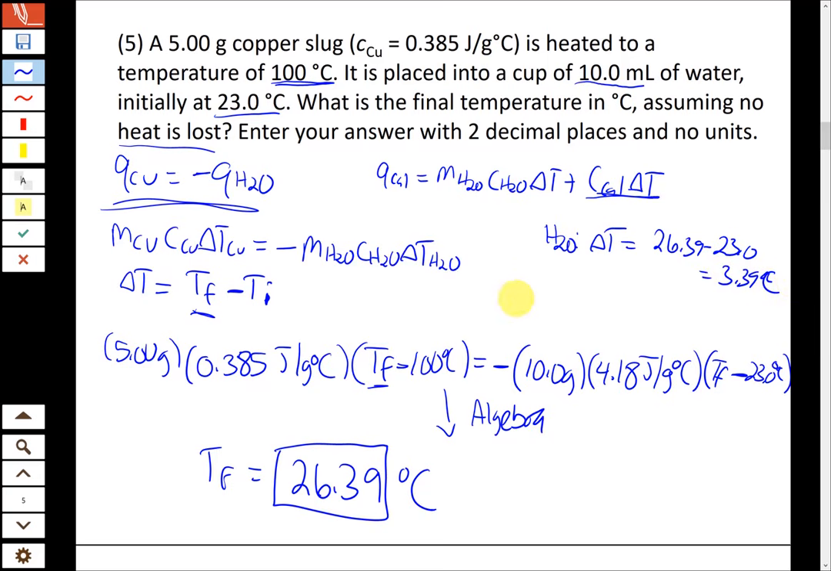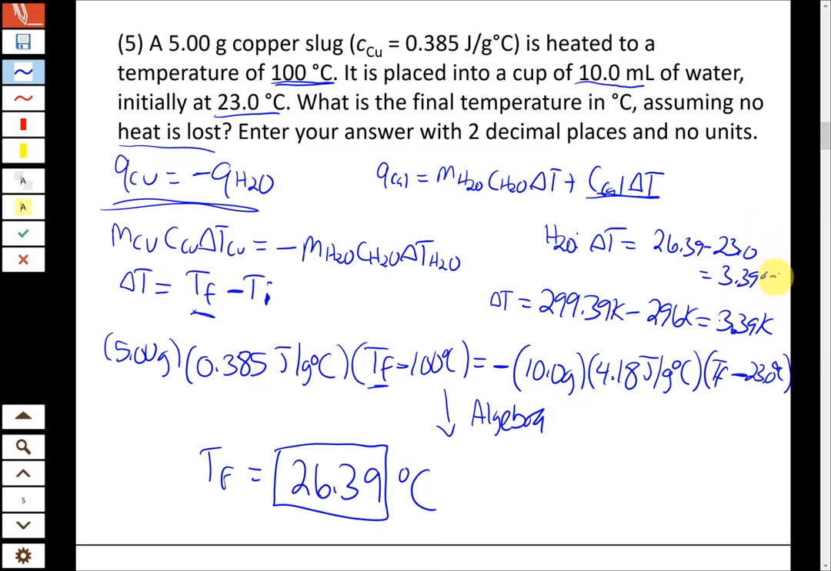If we did it in Kelvin, the final temperature in Kelvin would be 299.39, and the initial temperature would be 296, and that would still be a difference of 3.39. So numerically, they're the same, whether you're talking about delta T in temperature in Celsius or Kelvin.